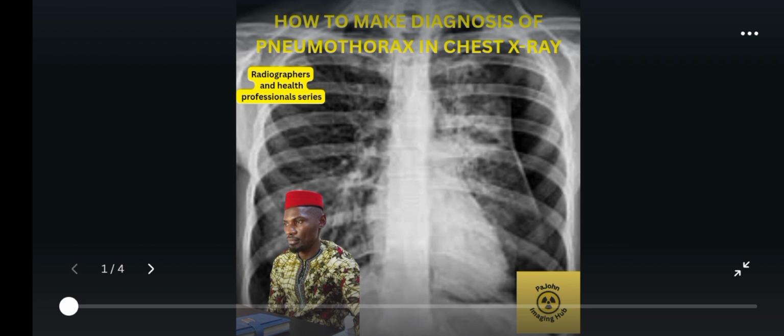In today's Radiographers and Health Professionals series, we look at how to make diagnosis of pneumothorax in chest X-ray.